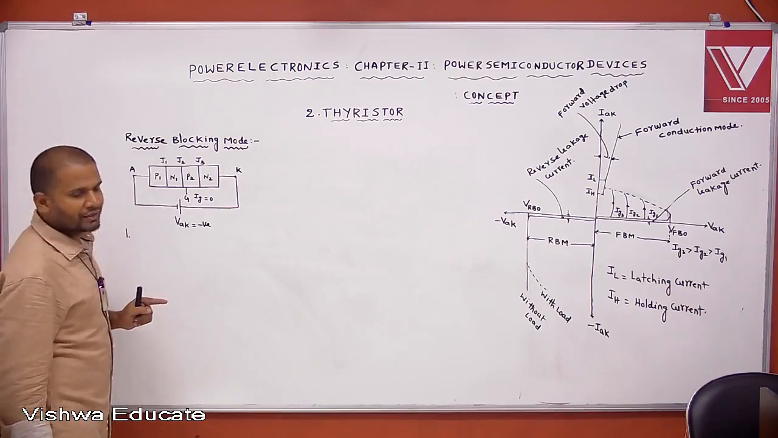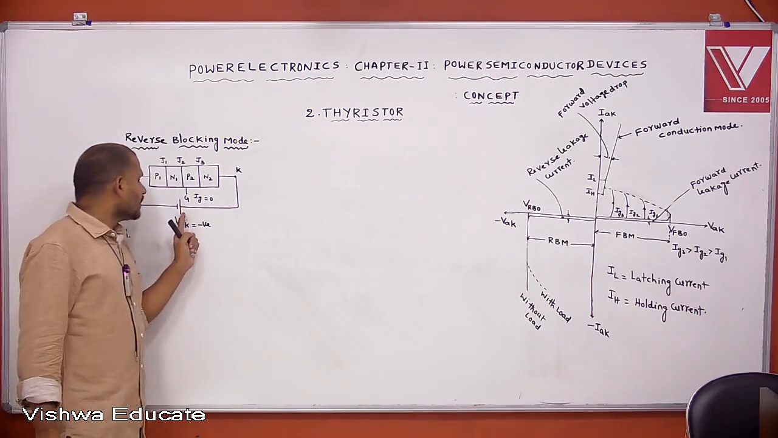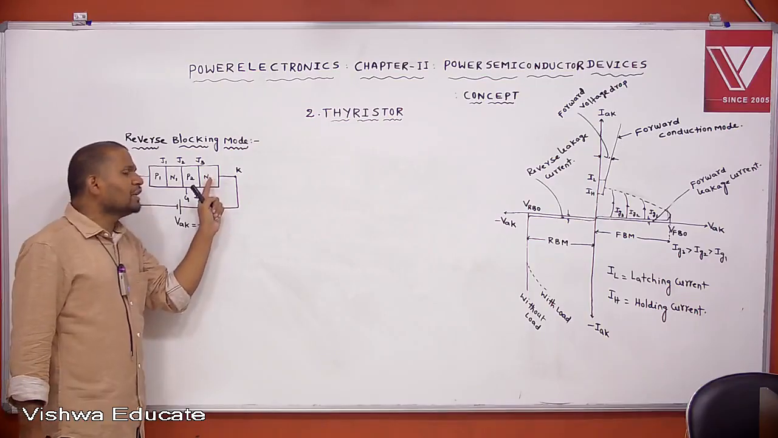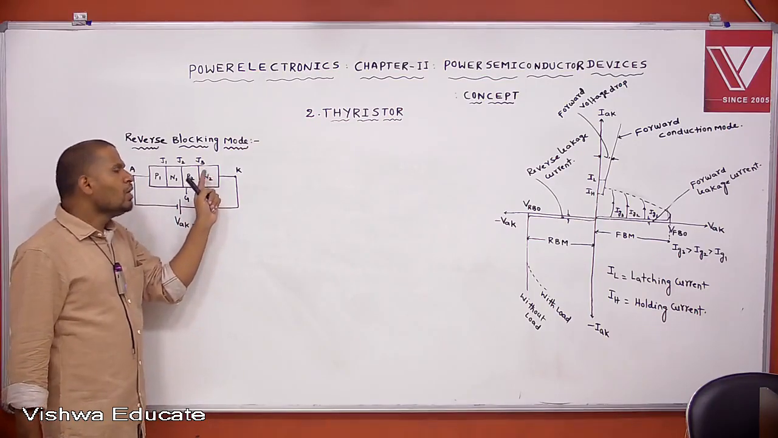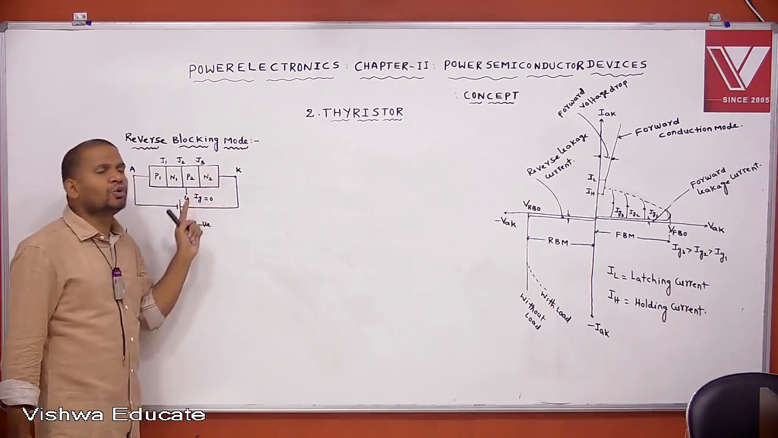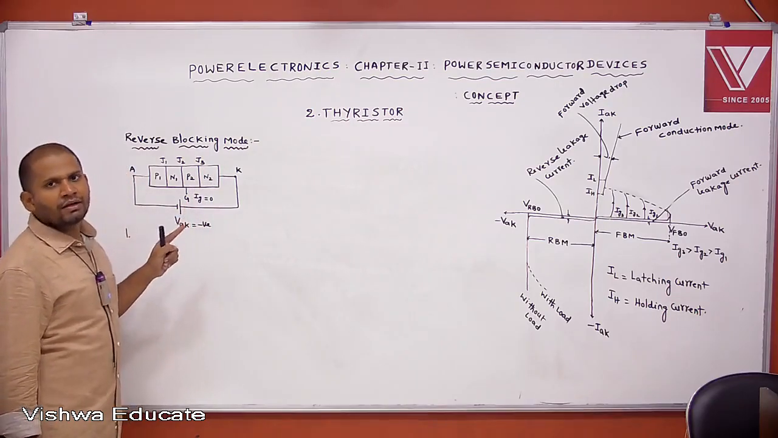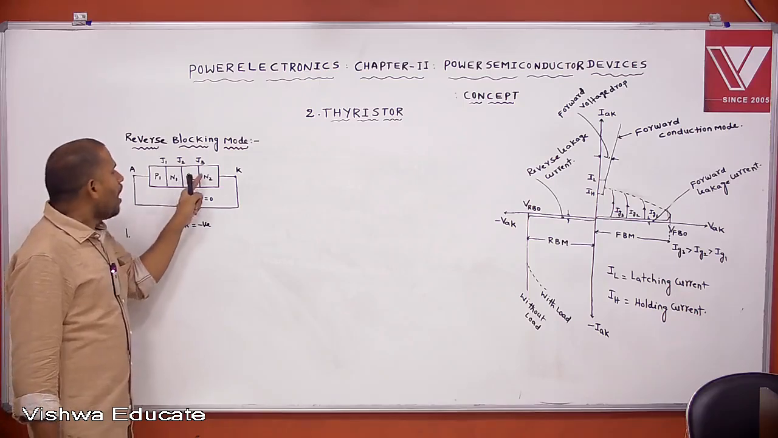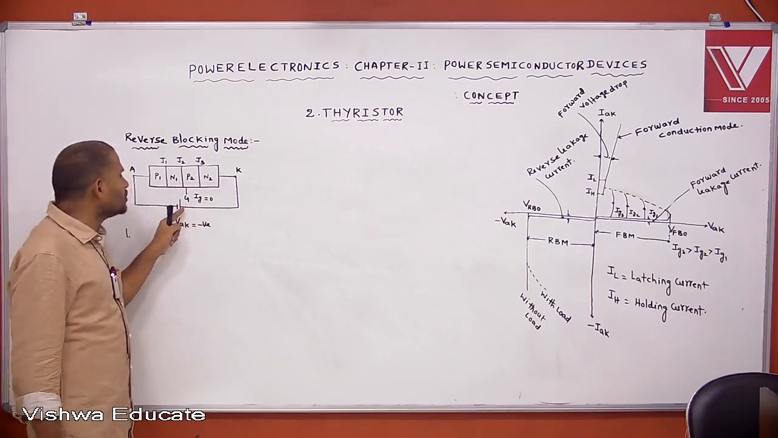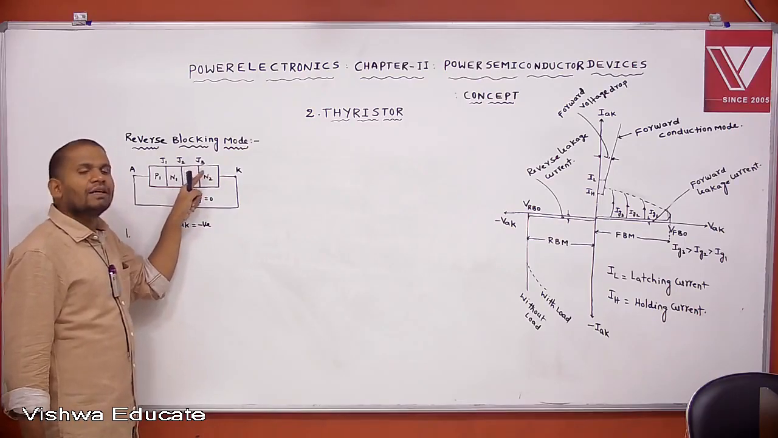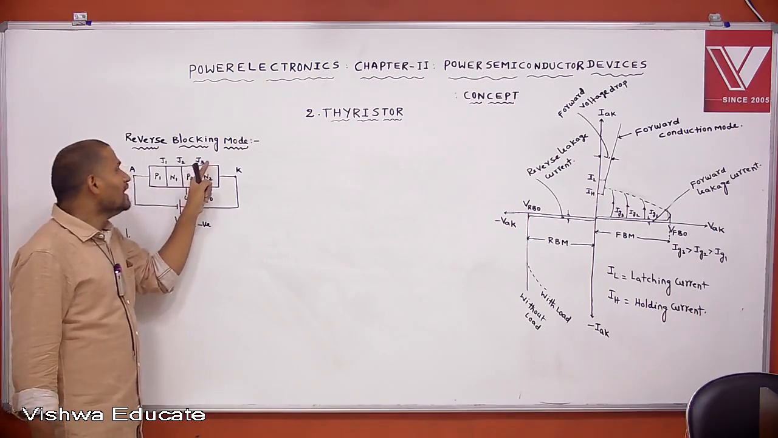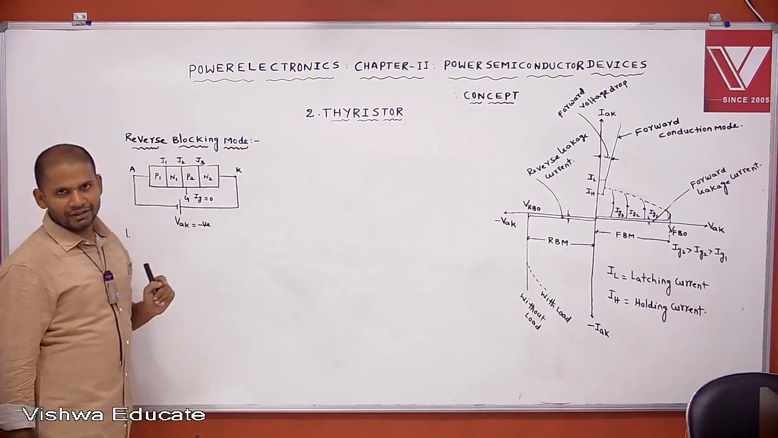Reverse bias condition. Similarly, the positive plate is connected to N2 layer now. If the positive plate is connected to N2 layer, what are the majority carriers in N2 layer? Electrons. Electrons are the majority carriers. All these electrons are attracted by the positive plate. That majority carriers will not cross the junction. That's the reason why J3 is under reverse bias condition.